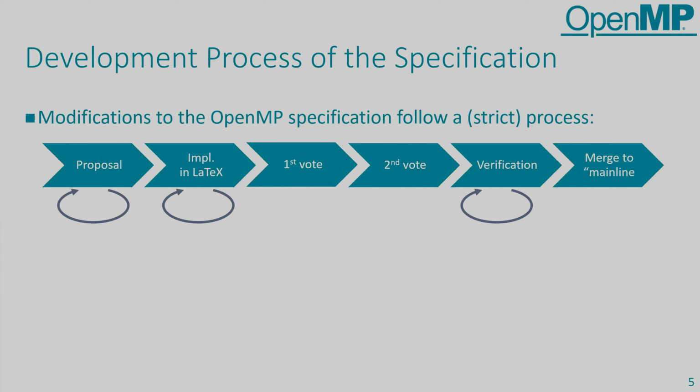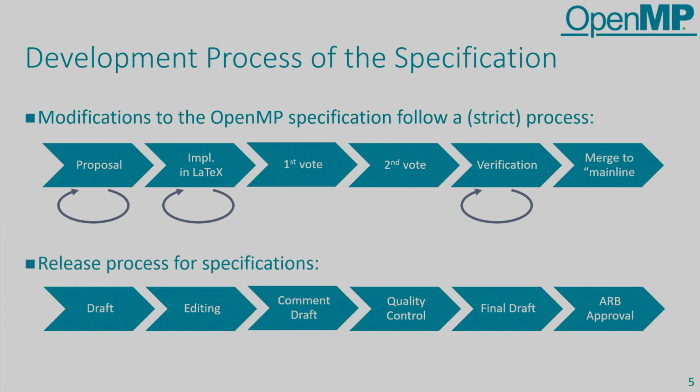All right. So next, here's how the actual release process goes. I kind of hinted at this already. Through this process of having proposals and voting them in and merging them into the main branch on GitHub, we develop a draft. We continue editing that and eventually release a comment draft.